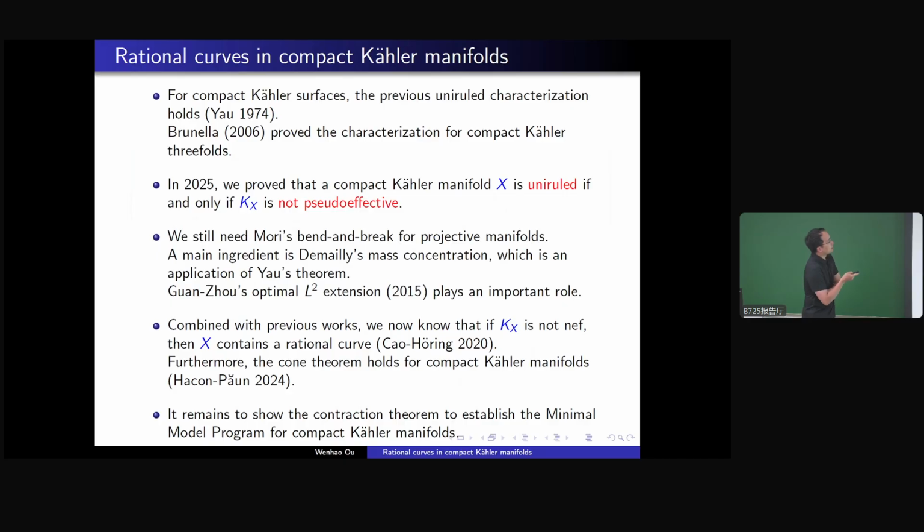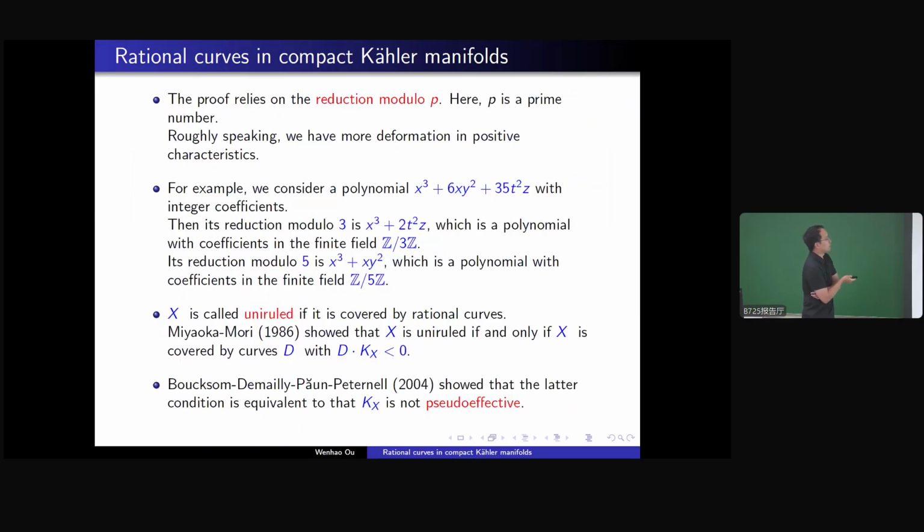Indeed, here Yau used the classification of surfaces and he produced a Ricci-flat Kaehler metric on the manifold. And for threefolds, Brunella proved the same characterization in 2006. Recently, we proved that a compact Kaehler manifold is uniruled if and only if K is not pseudo-effective. So we can generalize this criterion to all compact Kaehler manifolds.